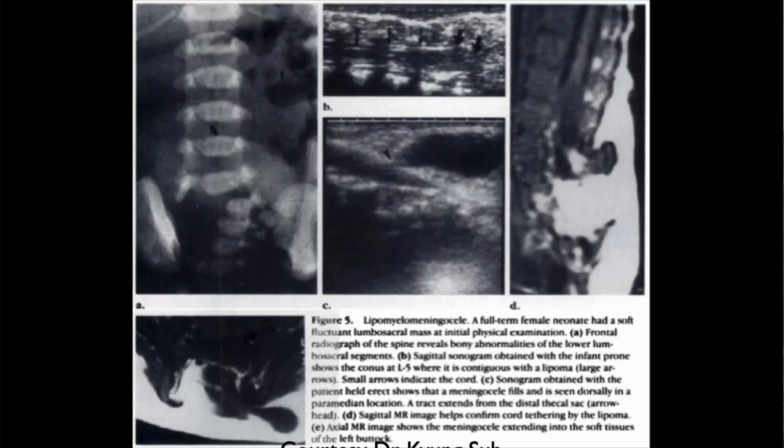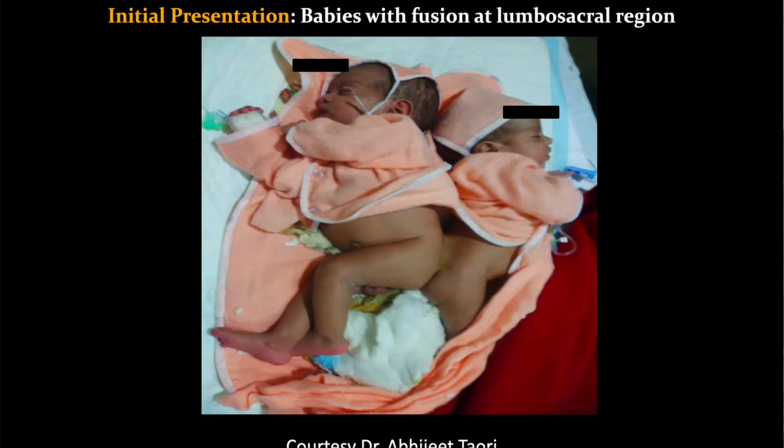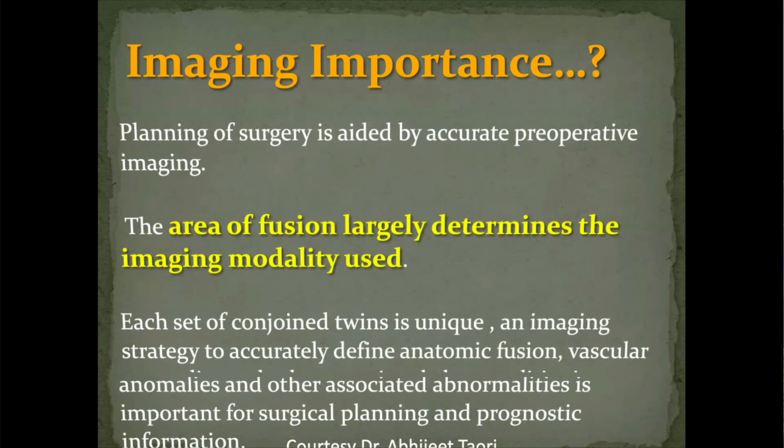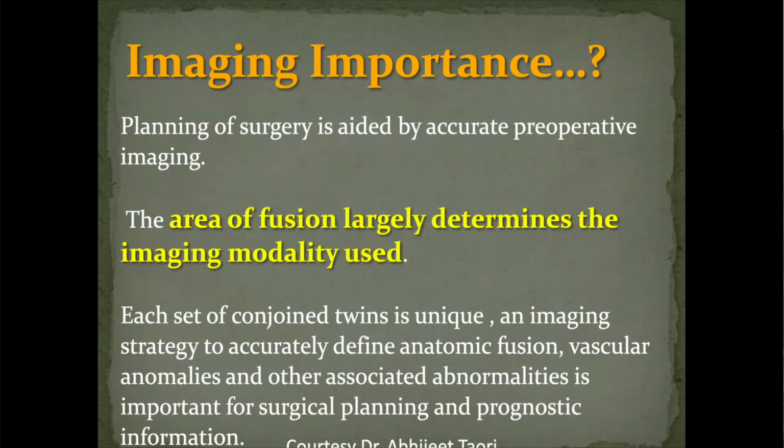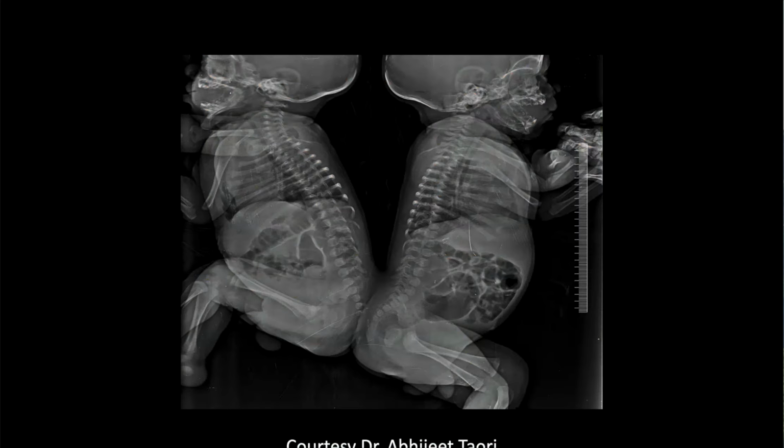Okay. All righty. Normal or abnormal? Abnormal babies with fusion of lumbosacral region. Okay. So imaging is important here. The biggest thing to determine in this situation is do they share nerves and nerve roots and cord, or do they have separate neural structures? So what do you think here?